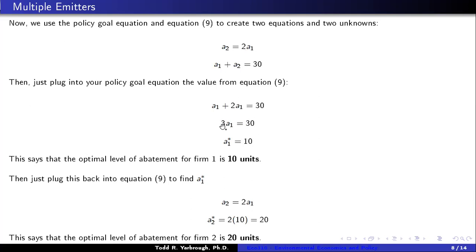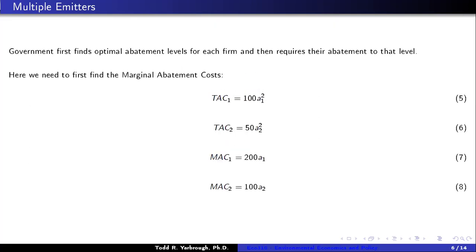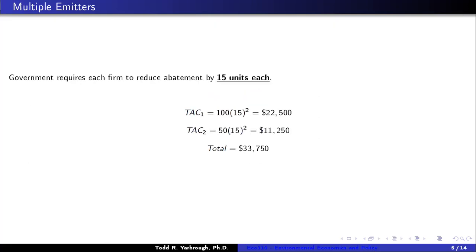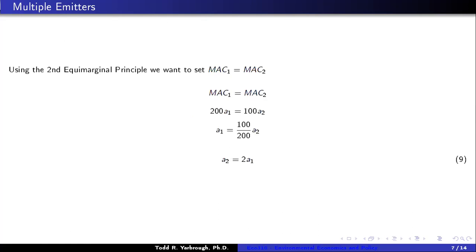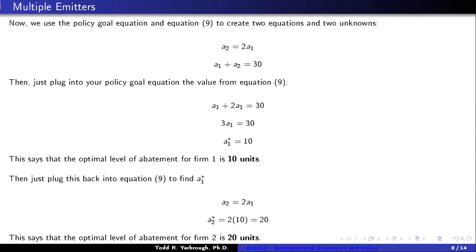We do some math here and we find that A1 star, which is the optimal level of abatement for firm 1, is equal to 10. Again, remember that in this scenario, the government just split up the abatement across the 2 firms, and that was 15 units each. We already see that that was incorrect in terms of cost effectiveness. In fact, the optimal abatement level for firm 1 is going to be 10 units.